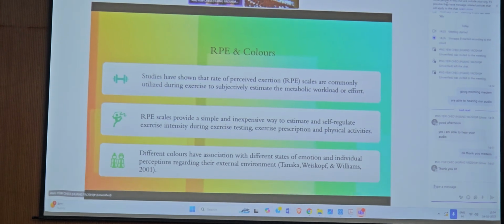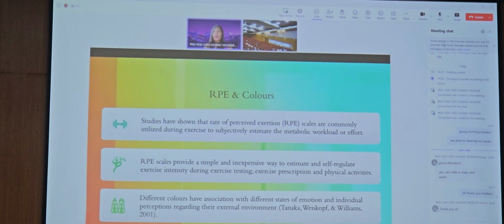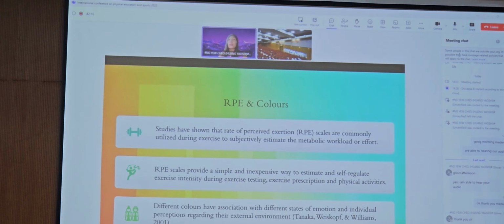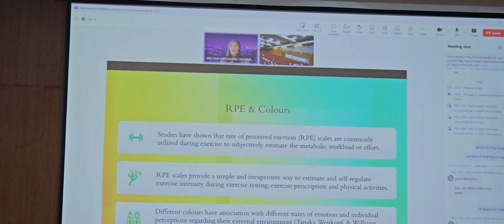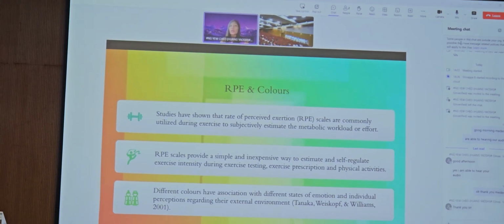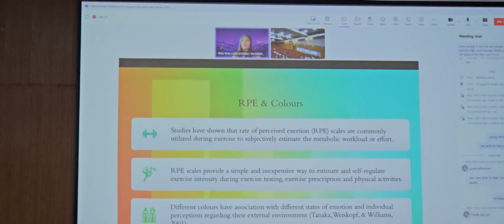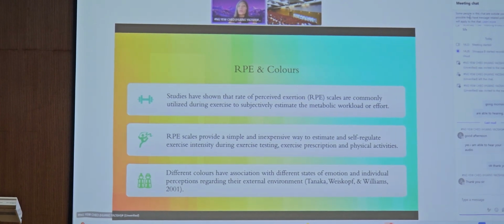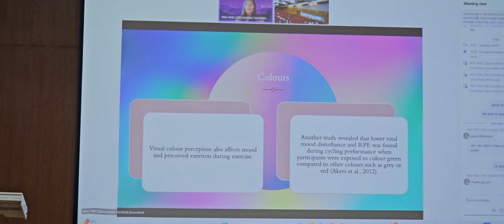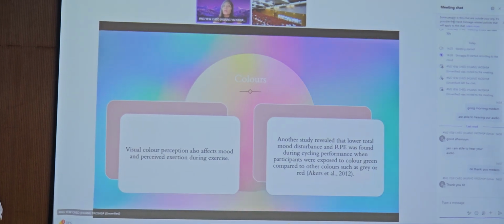Now moving on to extending it to colors: RPE and colors. As we have all seen, RPE scales are commonly utilized during exercise to subjectively estimate the metabolic workload or effort. It's also a simple and inexpensive way to estimate and self-regulate exercise intensity during exercise testing, exercise prescription, and physical activities. Different colors have associations with different states of emotion and individual perceptions regarding their external environment. Visual color perception also affects mood and perceived exertion during exercise.